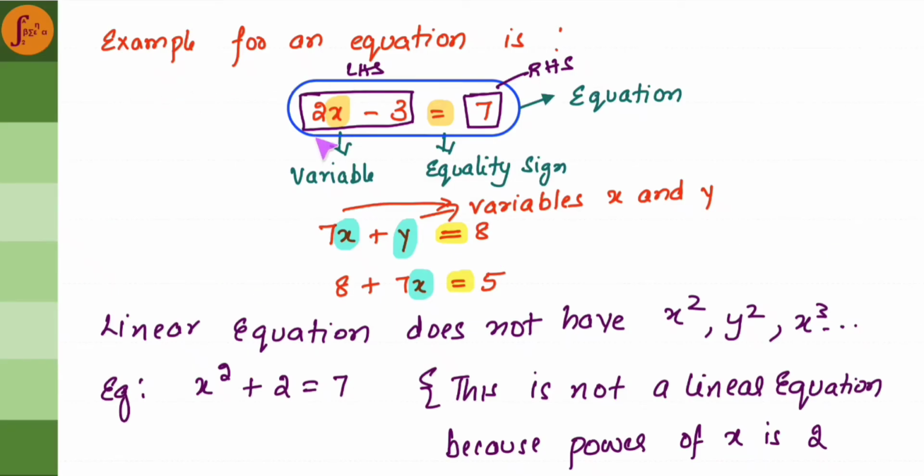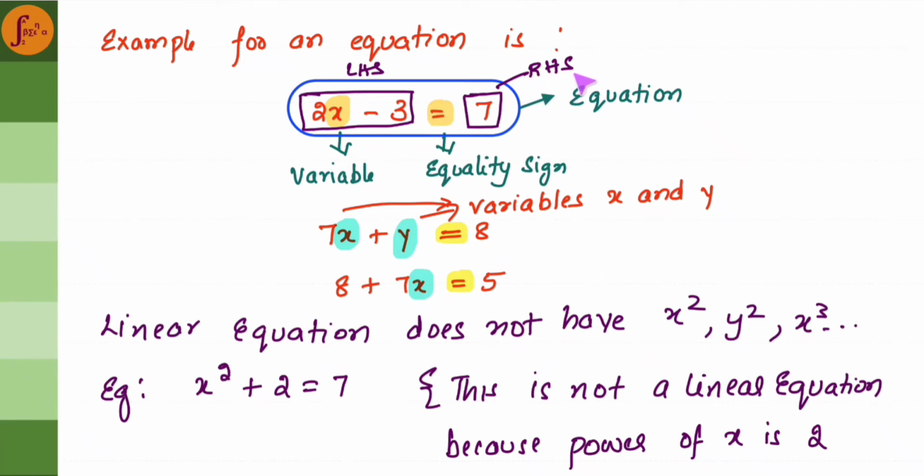An example for an equation is 2x minus 3 is equal to 7. If you notice, x is a variable, right? It can be anything. X can denote time, length, breadth, height, age. It can be anything. So this is a variable. And then you have an equal sign, and then you have numbers on the right hand side. Anything which is towards the left of the equal to sign is called left hand side or LHS. Anything towards the right hand side of the equal to sign is called RHS or right hand side.